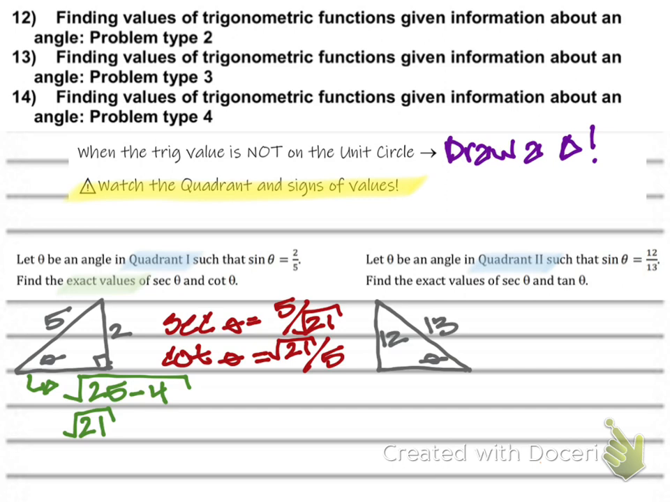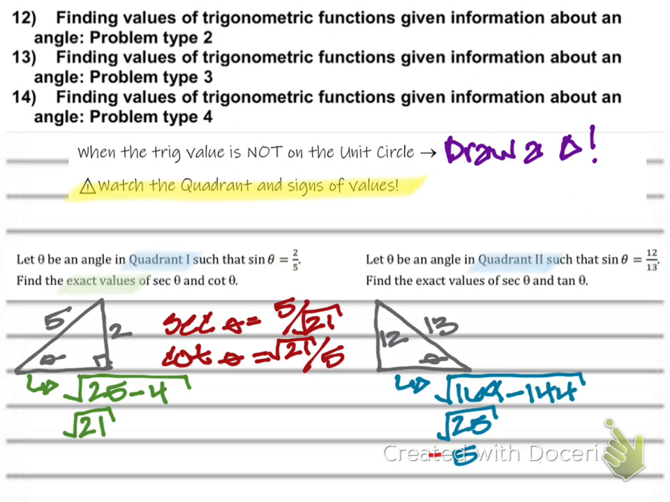On the next one, we're in quadrant 2, so we'll draw a triangle in quadrant 2, and we know the sine is 12 over 13, so we'll do the Pythagorean theorem, and we get 5 for our missing side. Remember, this is a Pythagorean triple, 5, 12, 13. We see it all the time, so if you can remember that, less work for you, right? But since we're in the second quadrant, that 5 is negative.